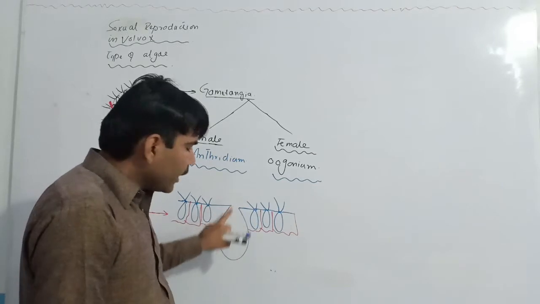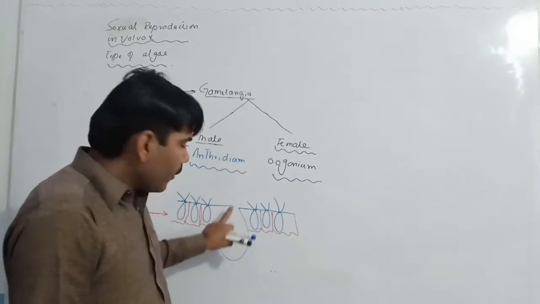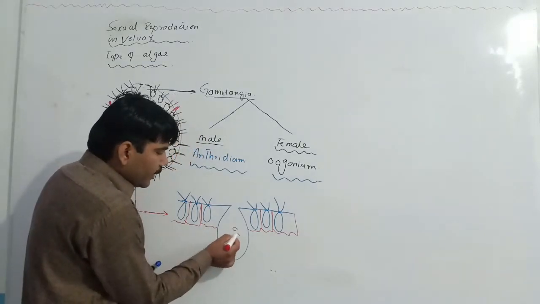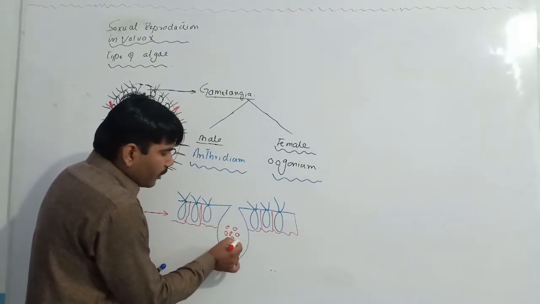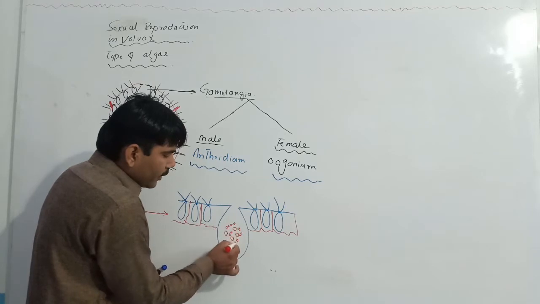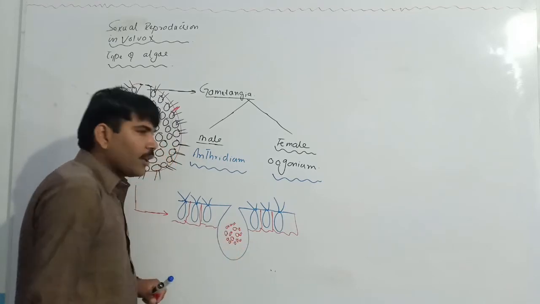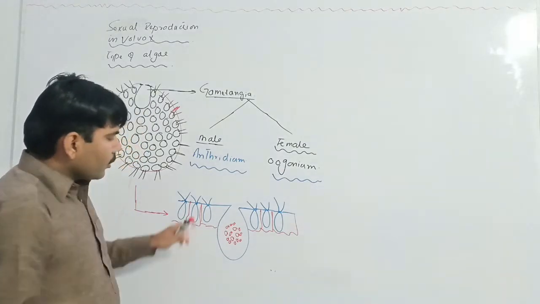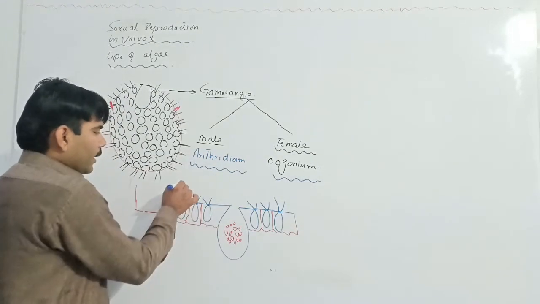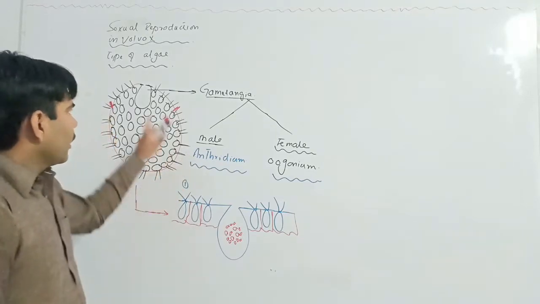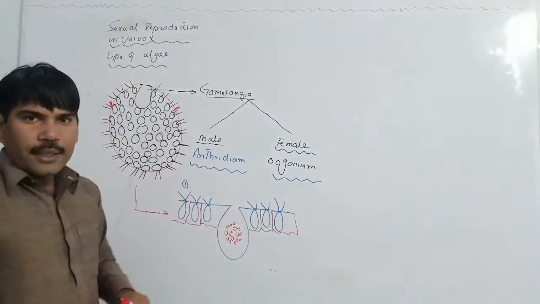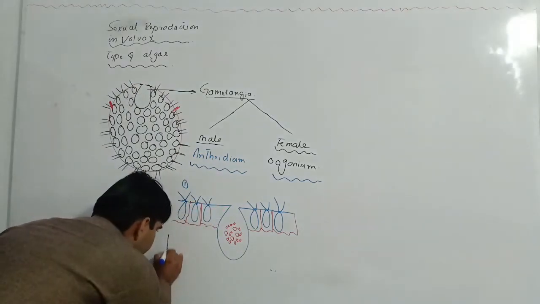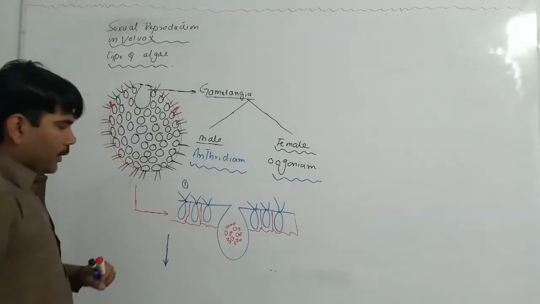Firstly, this cell increases its size. After the increase in size, it increases the number of pyrenoids, which are used for food storage. So it is the first step in the formation of antheridial cells. After this, they will undergo some changes.